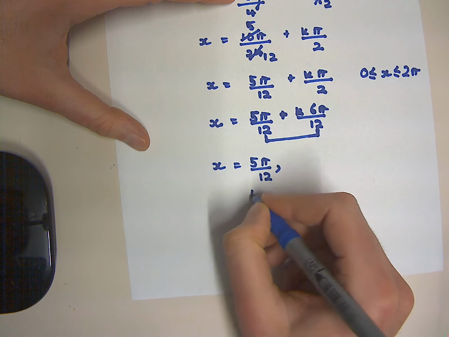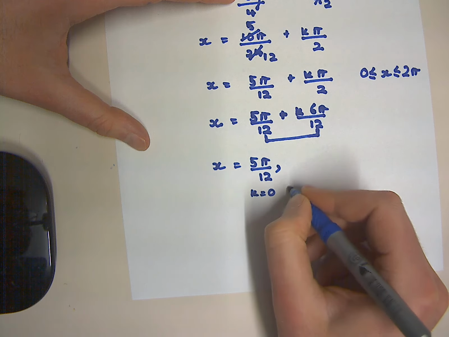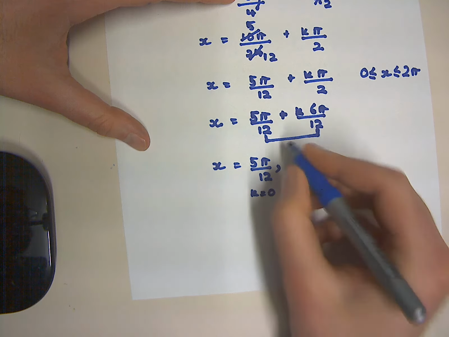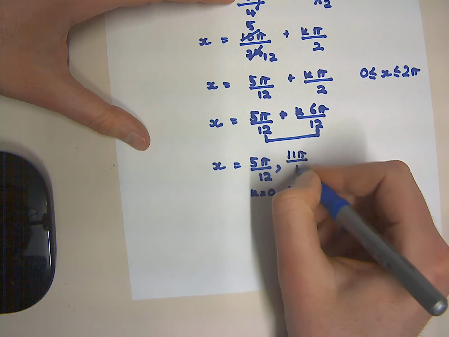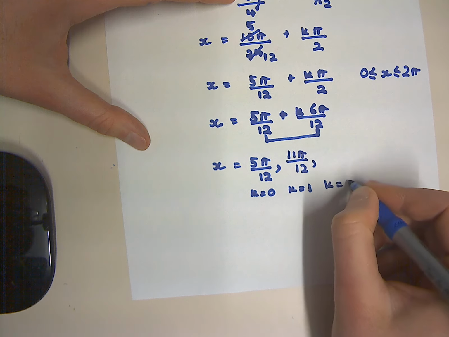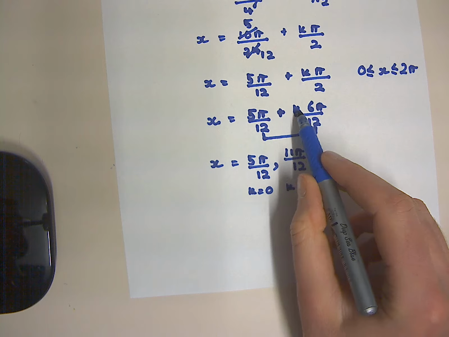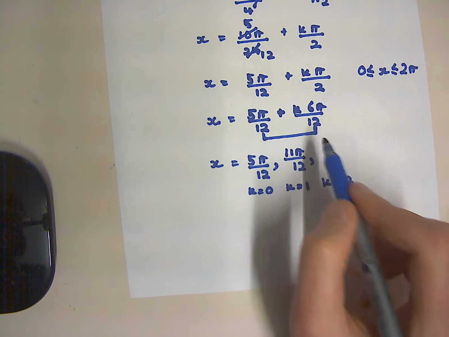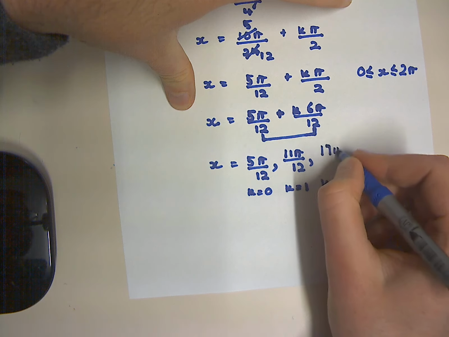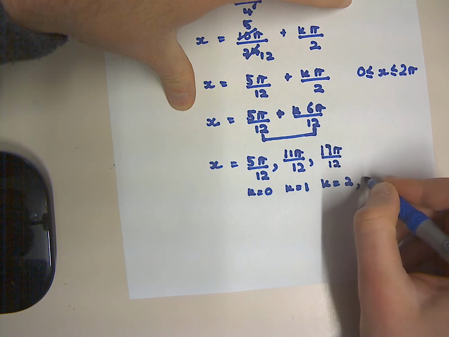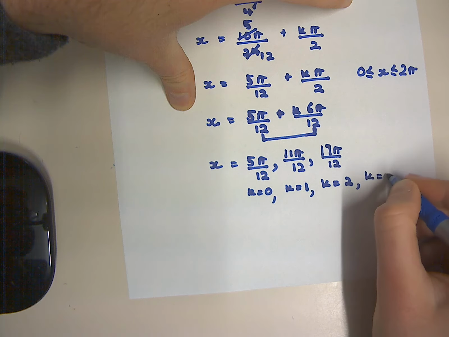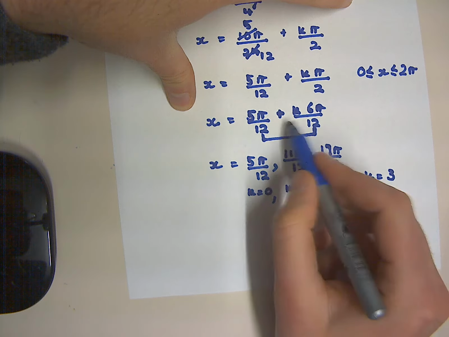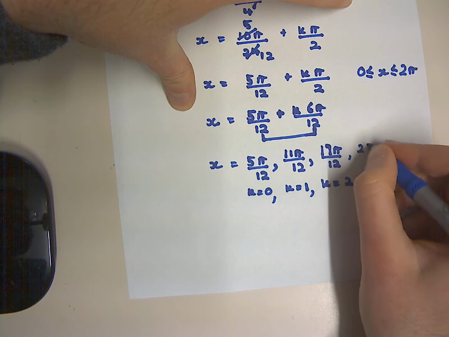That's the first one, that's k equals 0. Second one is when k equals 1. So it's 5 pi on 12 plus 6 pi on 12, so it's 11 pi on 12. Third solution is k equals 2. So 2 times 6 is 12 pi on 12, so 5 pi on 12 plus 12 pi on 12 gives me 17 pi on 12. K equals 3. Well, 5 pi on 12 plus 18 pi on 12, 6 times 3 is 18, gives me 23 pi on 12.